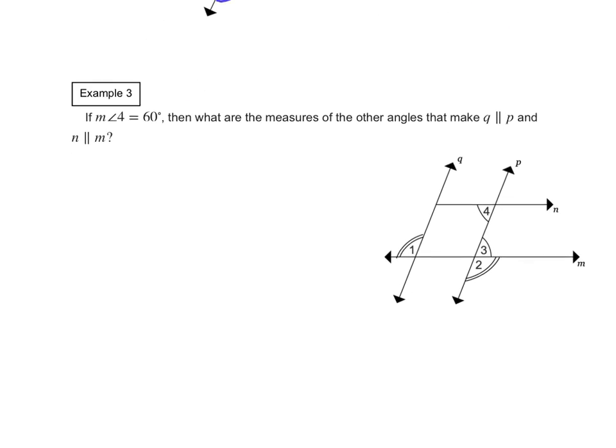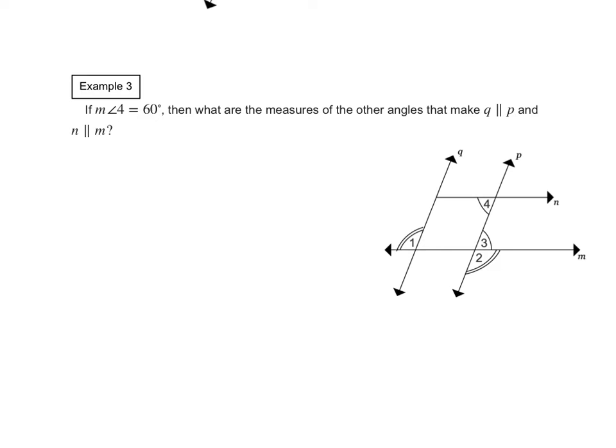Looking here at this example, if the measurement of angle 4 is 60 degrees, then what are the measurements of the other angles that make P and Q parallel and N and M parallel? So we are trying to prove that P is parallel to Q and N is parallel to M.